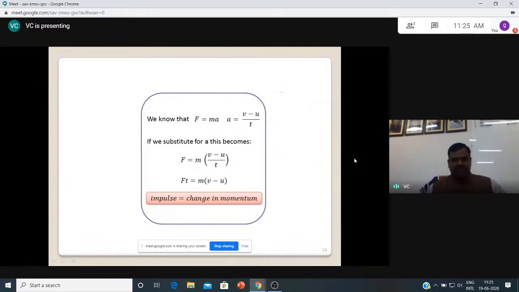Now, if we consider the summation of forces, it is equal to mass into dV by dt. This dV is v minus u, the change in velocity with respect to time. So F is equal to mass into (v minus u) by t. If you multiply by t, Ft is equal to m into (v minus u).